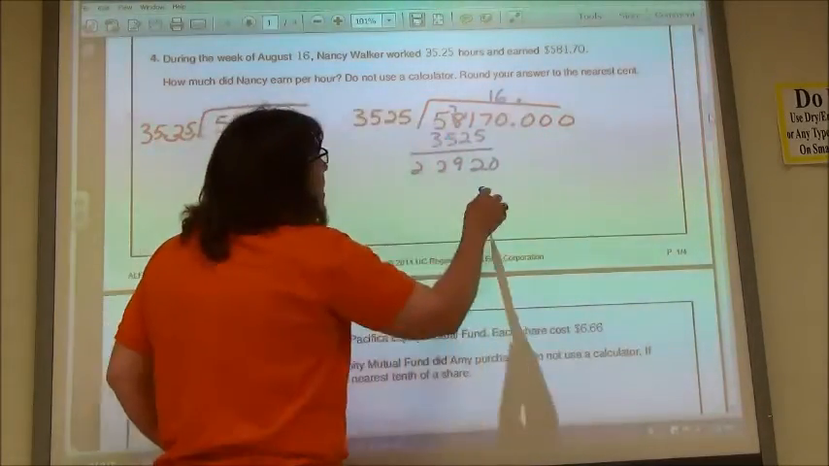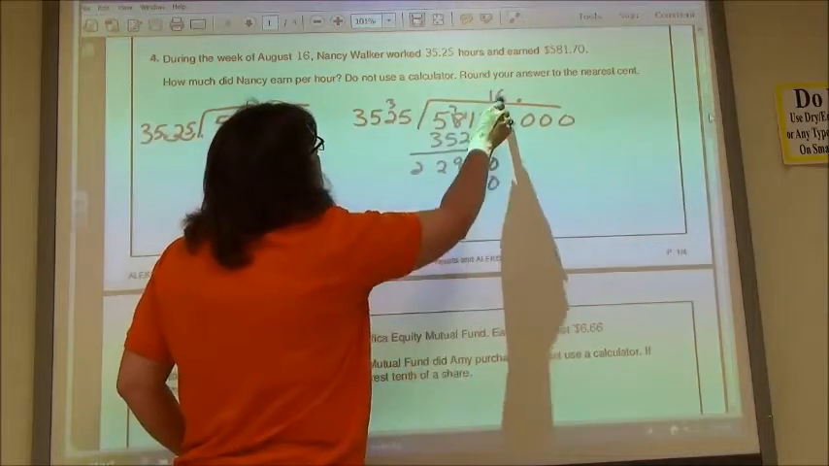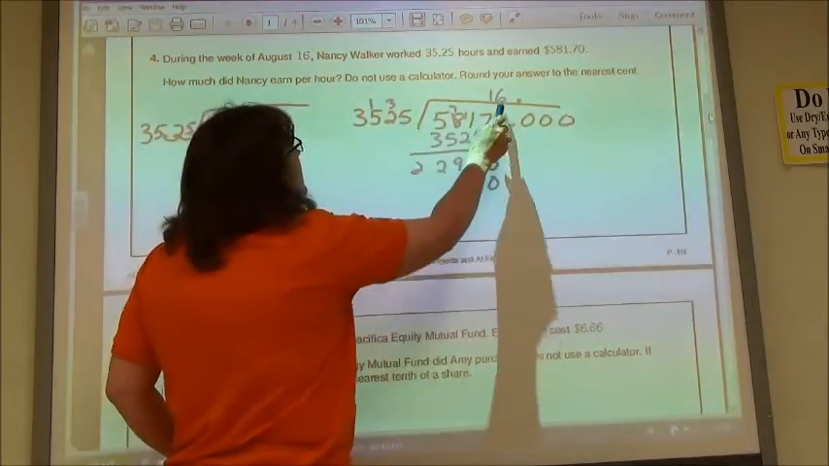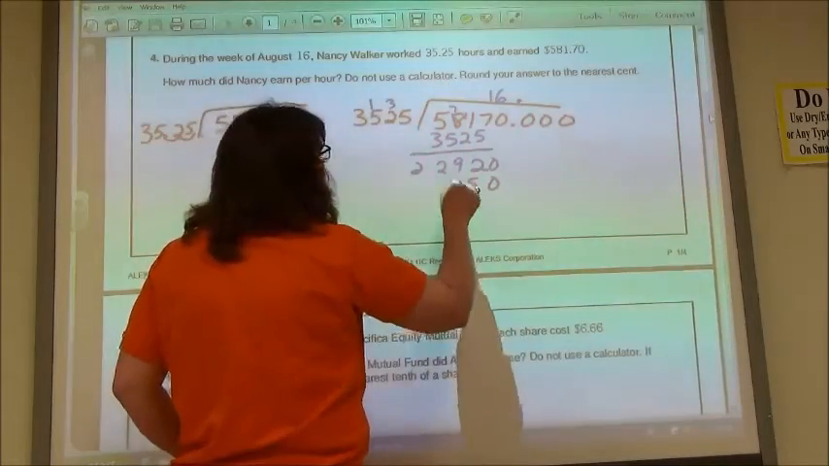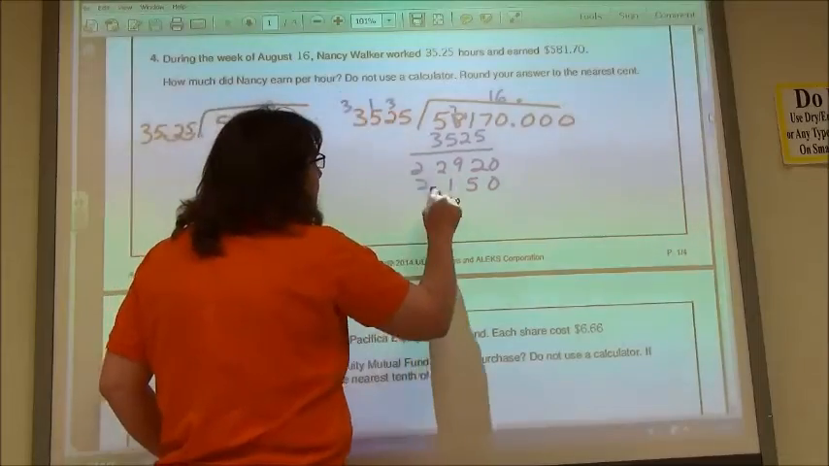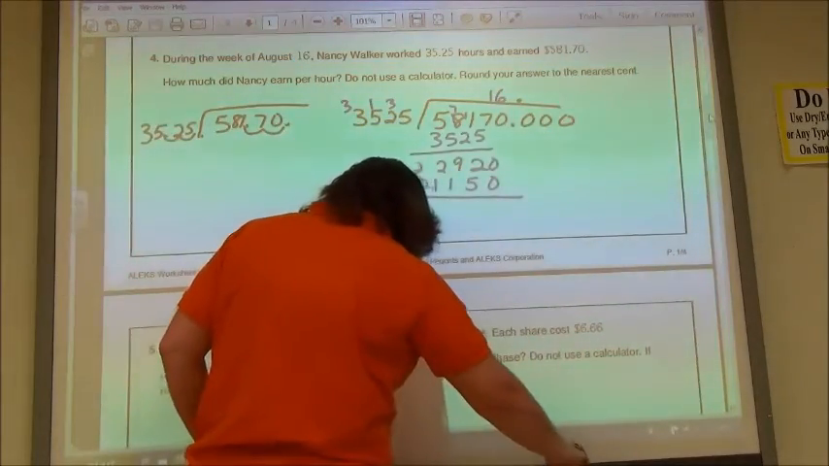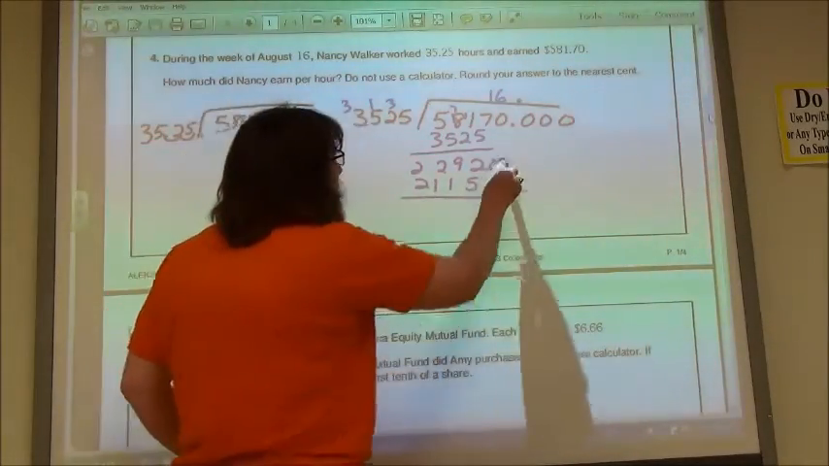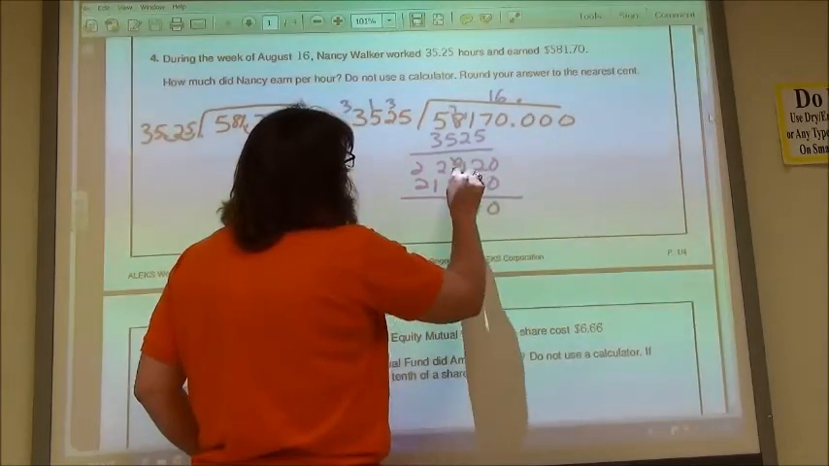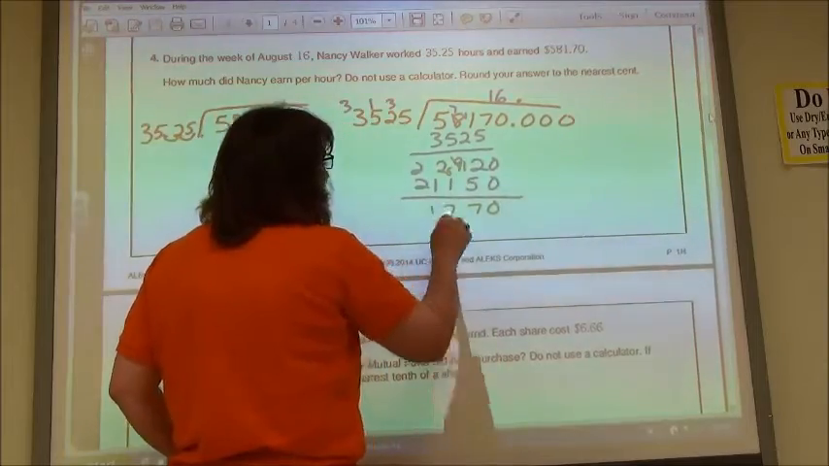So 6 times 5 would be 30. 6 times 2 is 12, 13, 14, 15. 6 times 5 is 30 plus 1. 6 times 3 is 18, 19, 20, 21. Change colors here so I can see where I'm at, and I'm going to subtract. 0, 12 minus 5 would be 7, 7, 1.